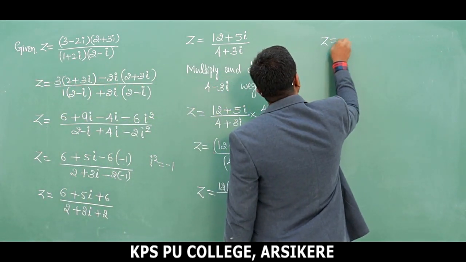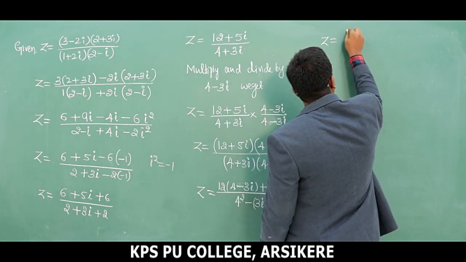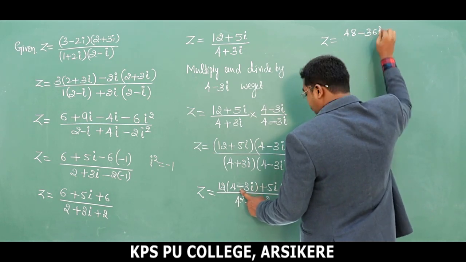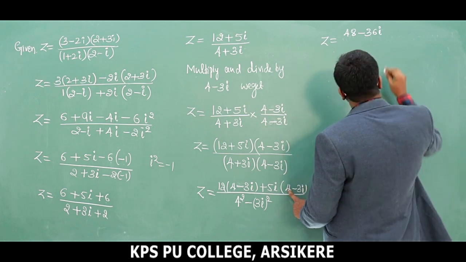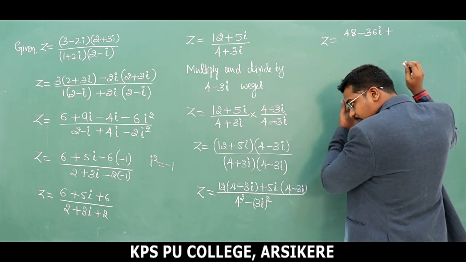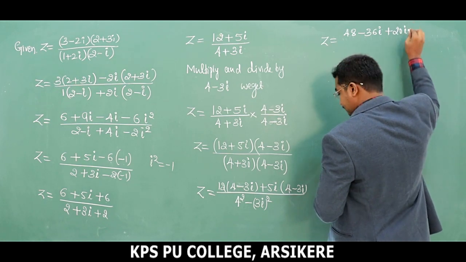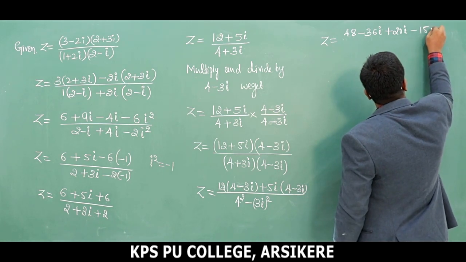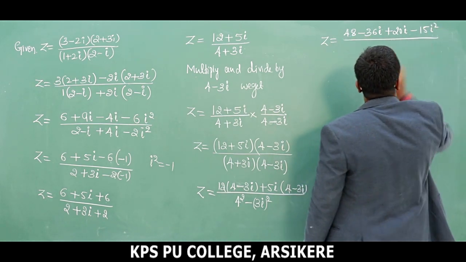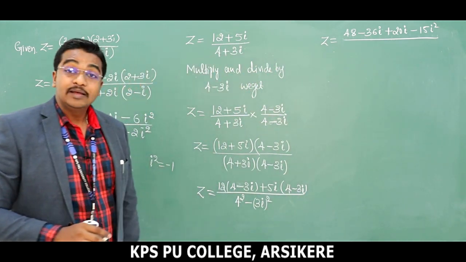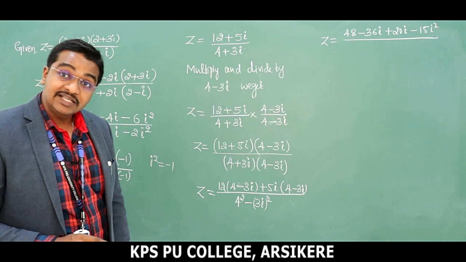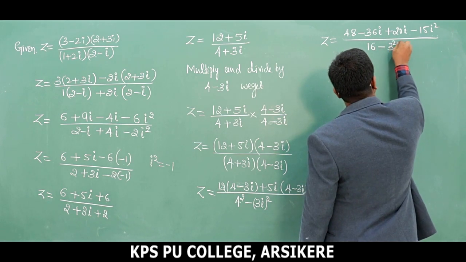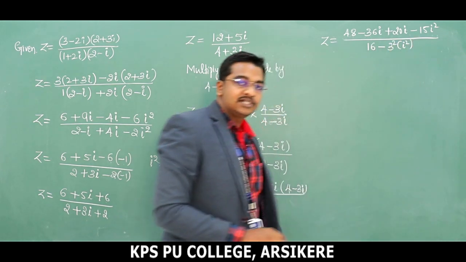z can be written as z is equal to 12 times 4 is 48, minus 36i, then 5i into 4, plus into plus is plus, 5 times 4 is 20i, and minus 5 times 3 is 15, i into i is i square. So we are left with 48 minus 36i plus 20i minus 15i square, whole divided by 4 square, which is 16. This can be written as minus 3 square into i square.